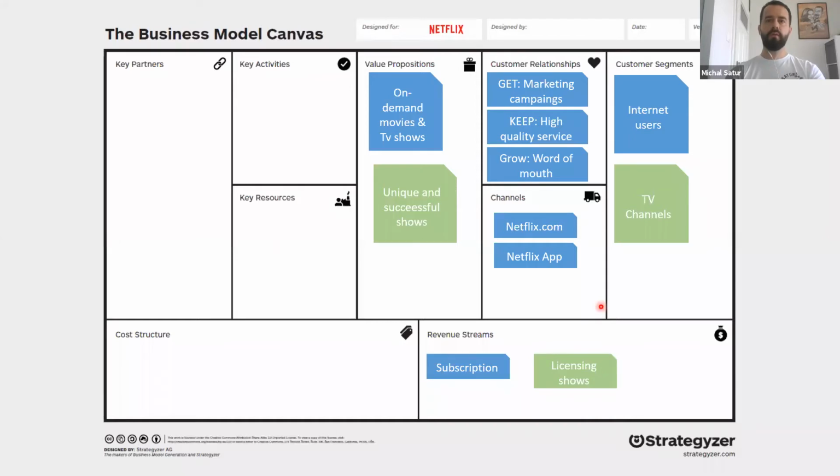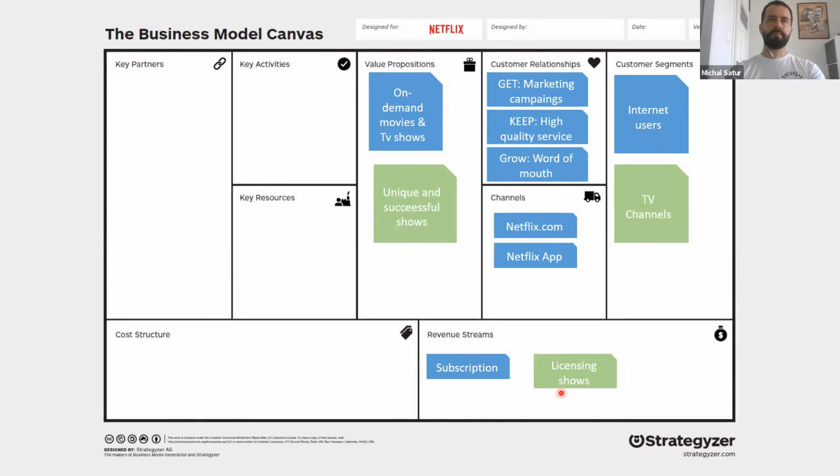So in the Netflix case, it's about the subscription, and it's about licensing the shows for the B2B customers. And also for the future, I've got the information that Netflix is considering more and more product placement as one of the relevant revenue streams.